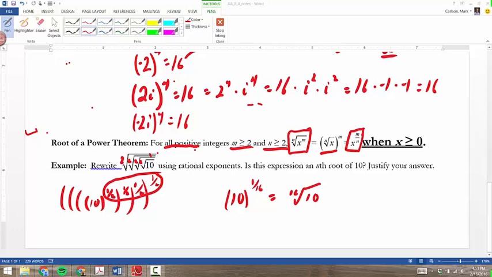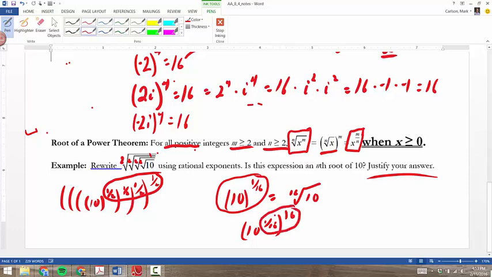All right, the last part of this question asked us to justify our answer. So if we have to justify our answer, really what we're saying is if I were to take this and raise it to the 16th power, it should be equal to 10. So let's do that. If I take 10 to the 1/16th and raise it to the 16th power, well, if I'm doing a power of a power, that's just multiplication. So 1/16th times 16 is just 10 to the first power, which is equal to 10. So the answer is yes, it would justify that.